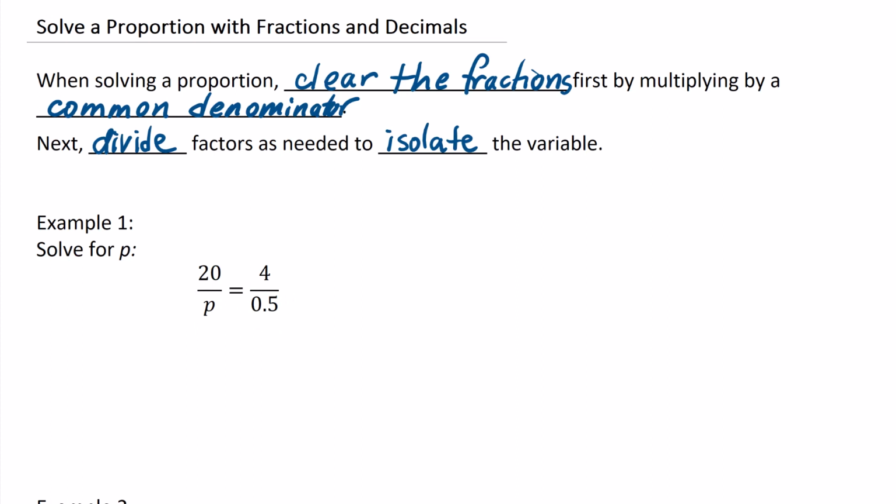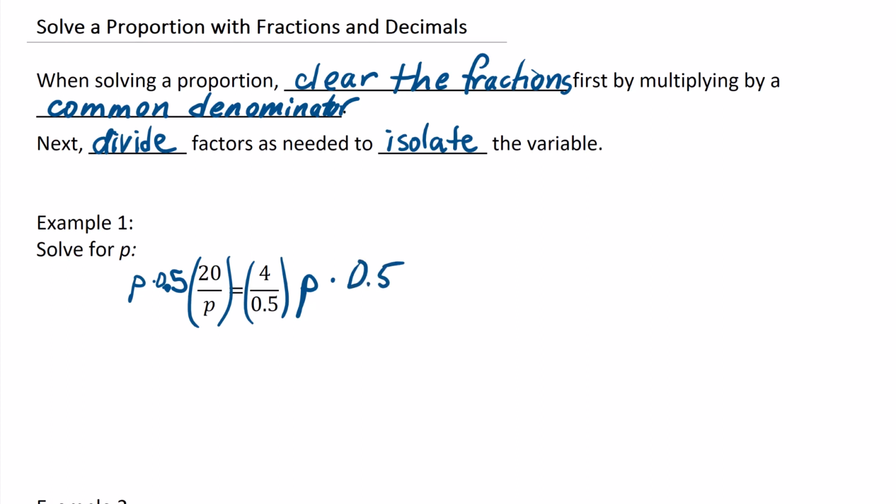So we also have a decimal going on here. The 0.5 is equivalent to 1/2. So if you think about it that way, it might help you. So we're going to multiply both sides of this equation by the two denominators. So p and 0.5. So whatever I do to one side, I have to do to the other to keep the equation balanced. So p times 0.5.